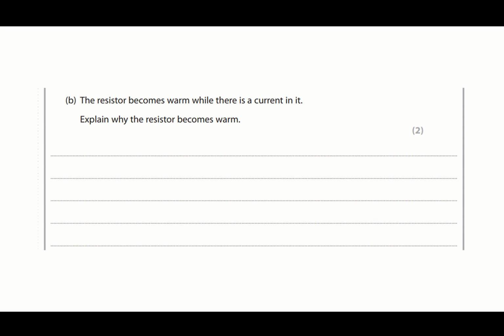Next one, the resistor becomes warm. Explain why the resistor becomes warm. So the resistor's got resistance, and the basic idea here is the positive metal ions. We know how conductors work. There's my positive metal ions, and they're vibrating around fixed positions. And then we've got delocalized electrons that can go for a wander. And what happens is sometimes these electrons will collide with a positive metal ion and make it vibrate more. If we increase the kinetic energy stores, we increase the temperature.